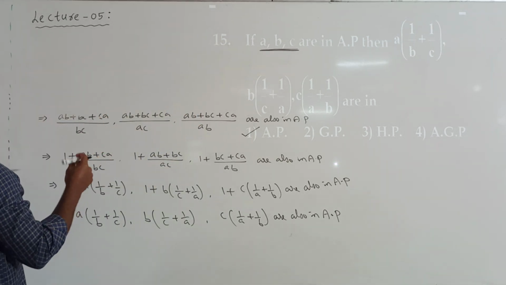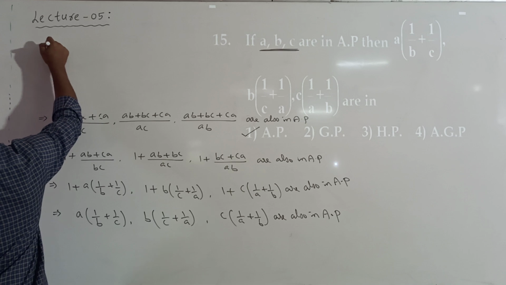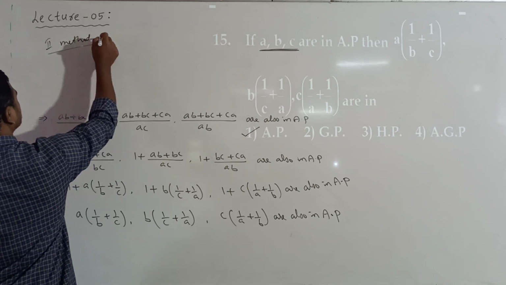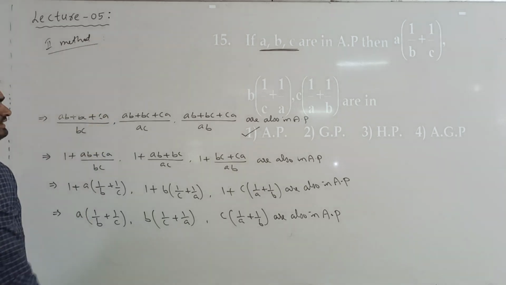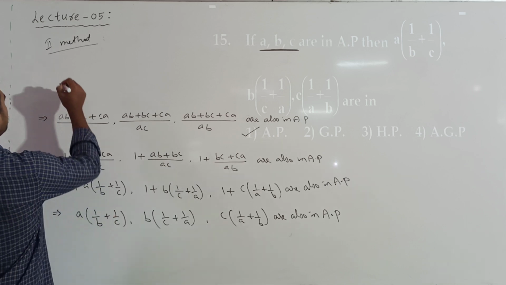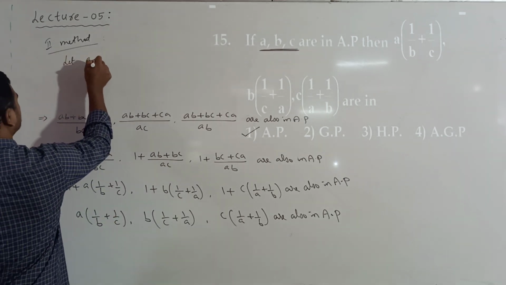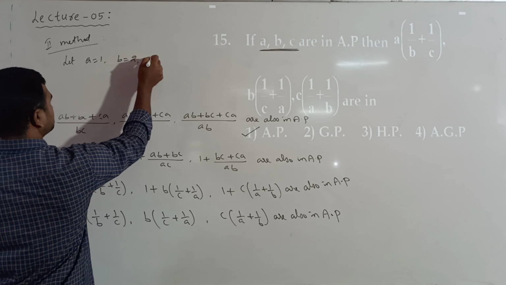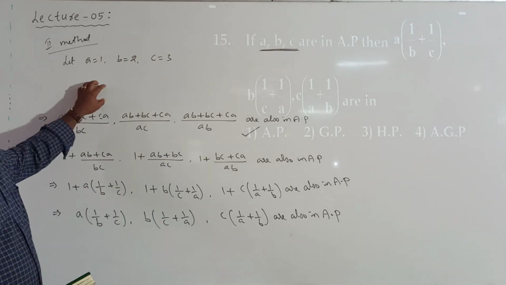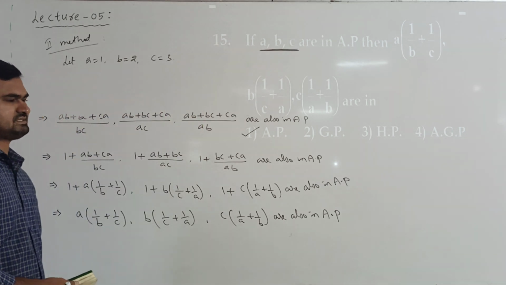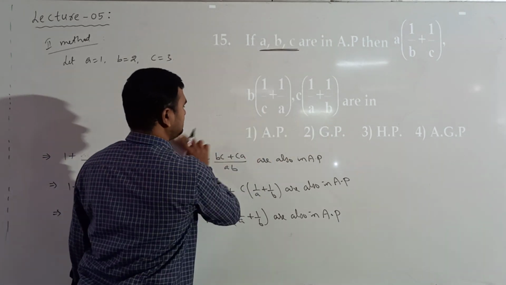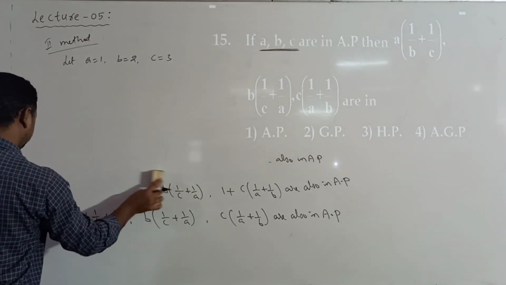So first, given that A, B, C are in AP, second method of solving. To make calculations easier, take simple values for A, B, C. Let us take A is 1, B is 2, C is 3. They are in AP with common difference 1. Now for these values of A, B, C, what are the terms here?